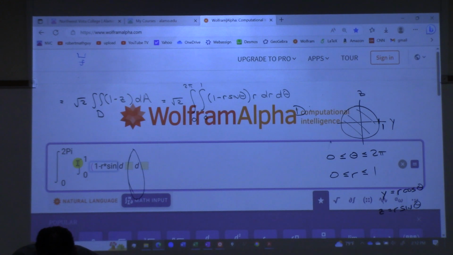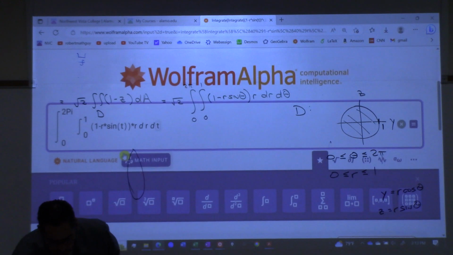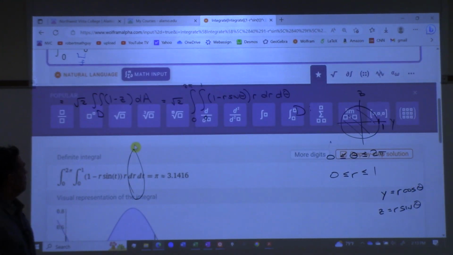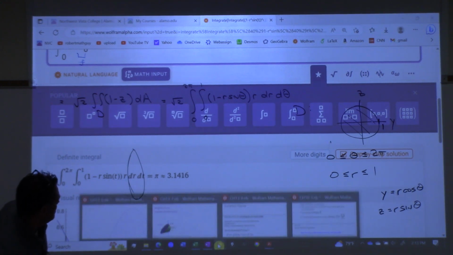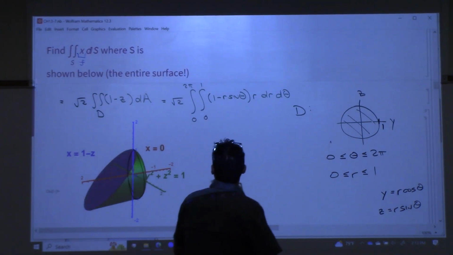Sine t times r dr dt. I believe this comes out to be pi. Yeah, comes out to be pi. All right, turns out to be pi. All right, without going through the work, can you all take that on faith? Answer's pi. Okay, so this is pi.